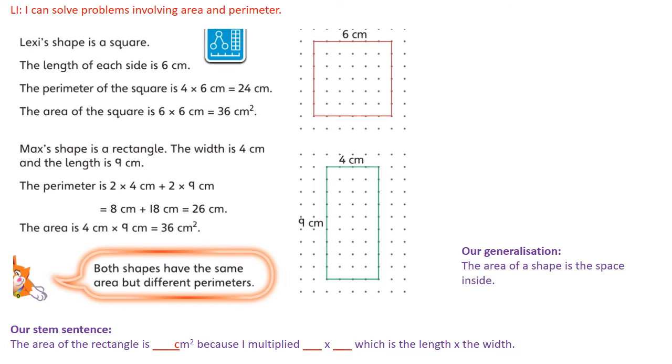Now find the area. Remember, to find the area, we multiply the length times the width. So I can do 4 times 9, or 9 times 4, and that will give me 36 centimetres squared. So you can see there they've got the same area, even though the perimeters are different and the shapes are different.